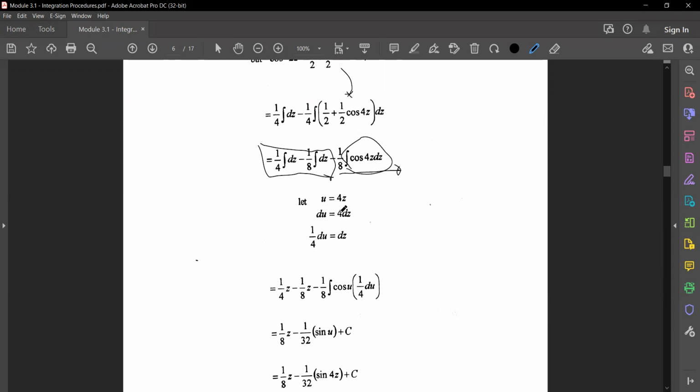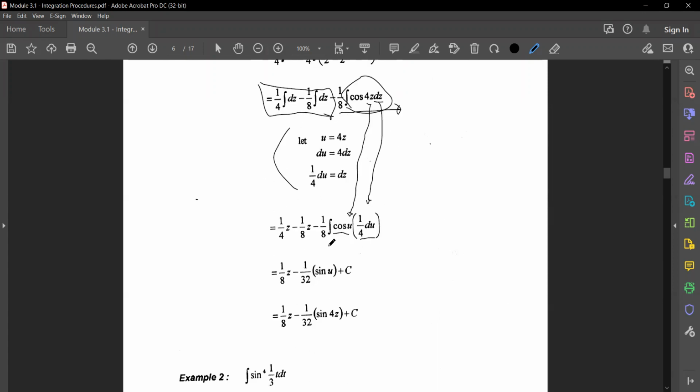We use this. So our 4z becomes u. This is just cos u. Here it is, cosine u. And then our dz is just 1/4 du, so multiplied by 1/4 du. Then our 4z here becomes u. So it is still based on what we let. And then proceed with the integration here.